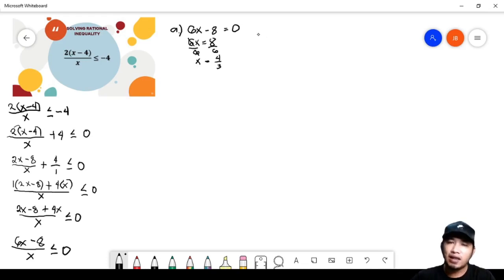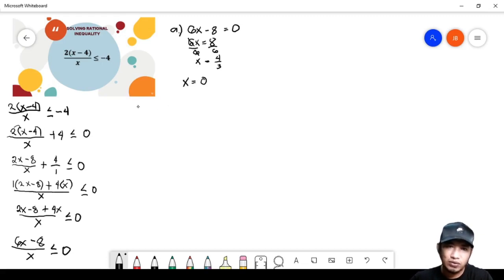Okay, and then the second one, ano yung denominator naman natin? Okay, that is x. Okay, equate natin sa 0. x is equal to 0. May kailangan pa bang isolve? Wala na. So that is the another value of x natin.